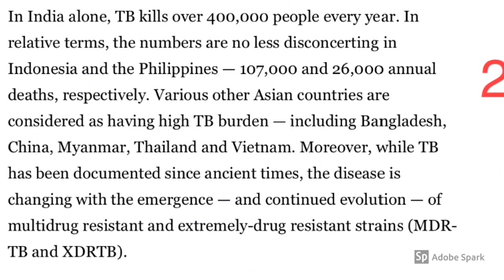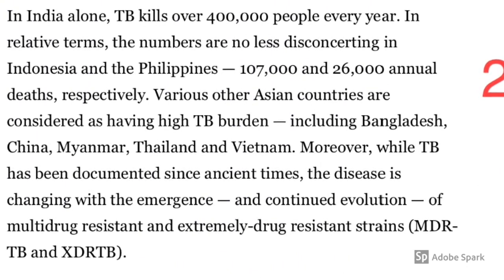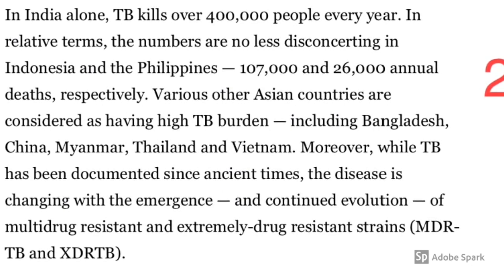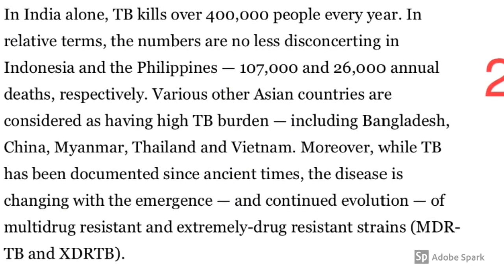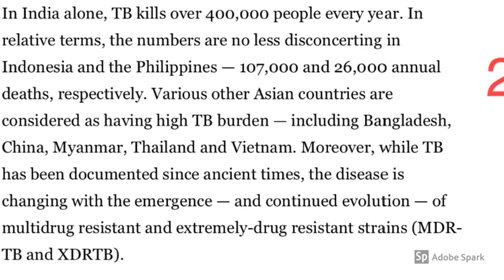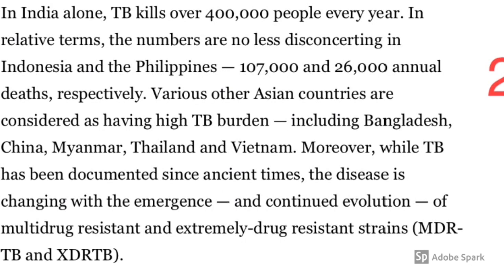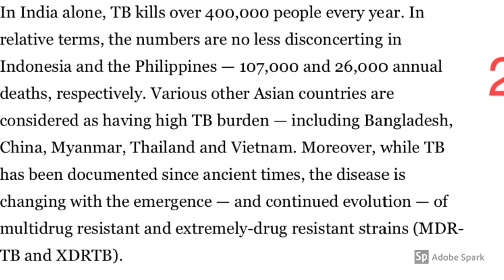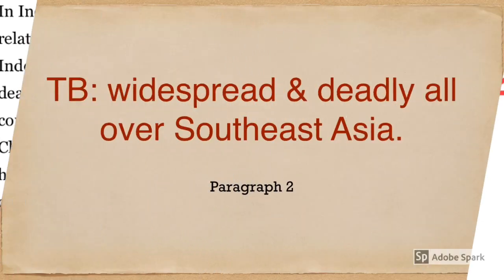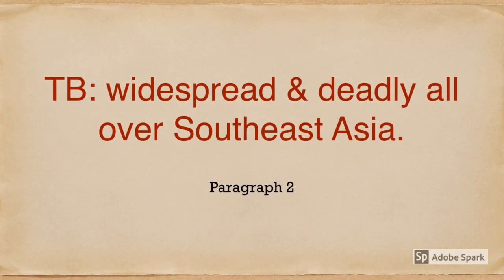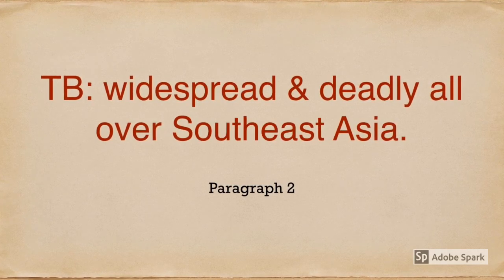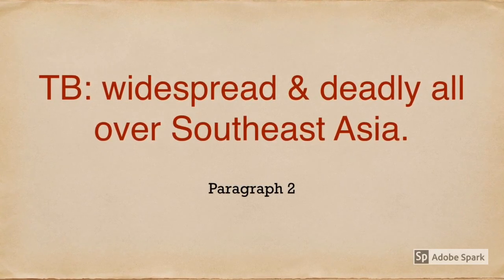I'm hoping that you have pulled up the article, or if not, you're able to see the screen where it reads, in India alone, TB kills over 400,000 people every year, and it goes on. This is the second paragraph. The point of this paragraph is that TB is widespread and deadly all over Southeast Asia.